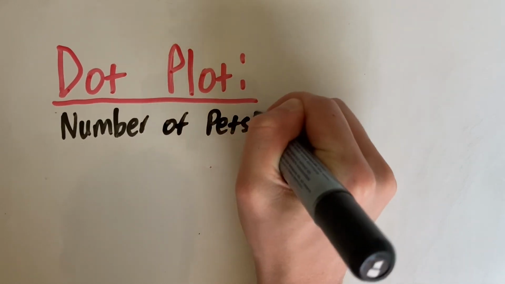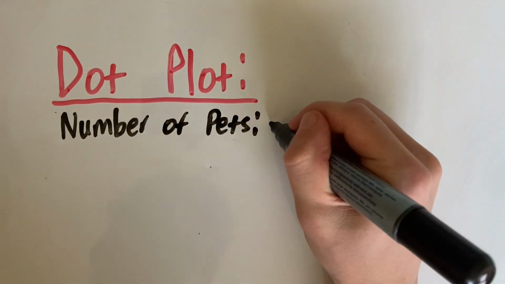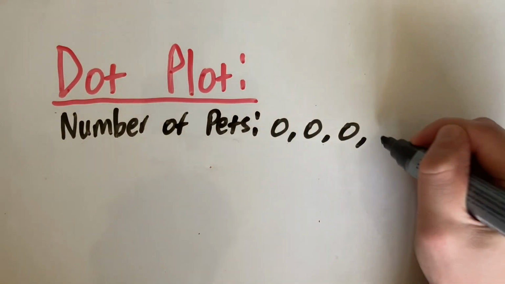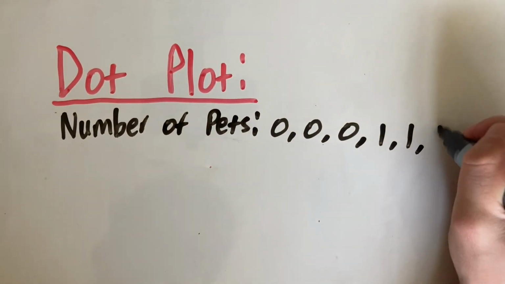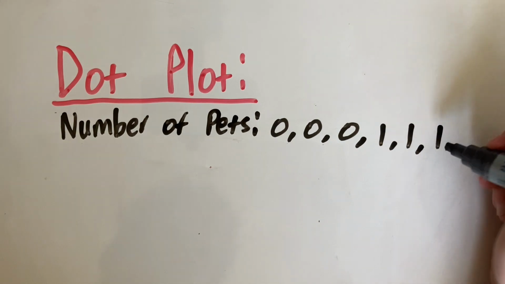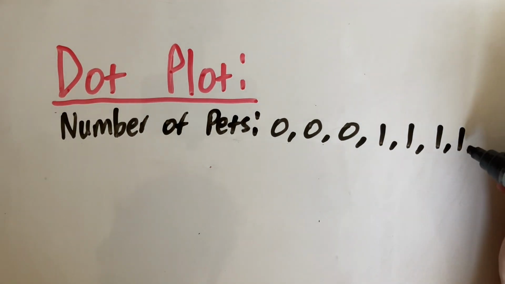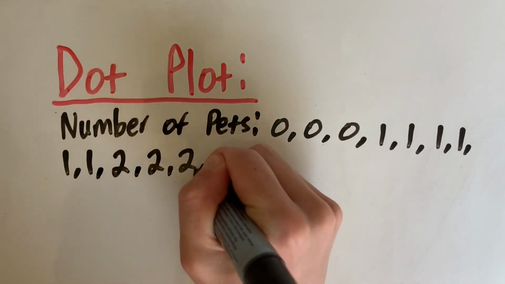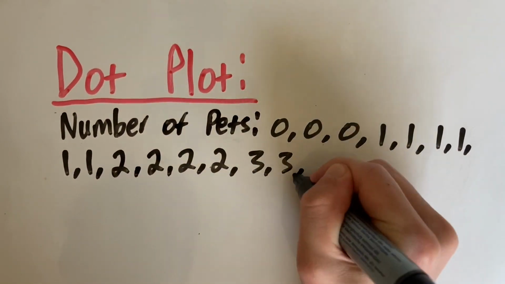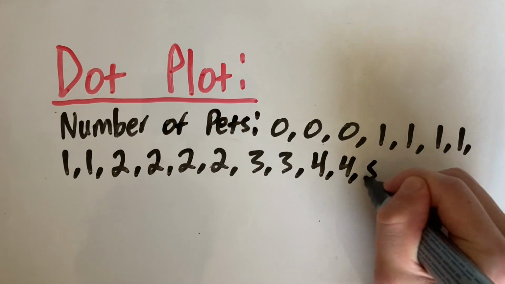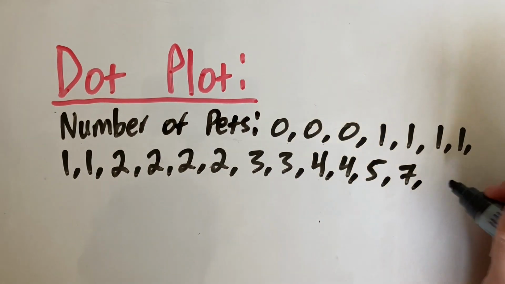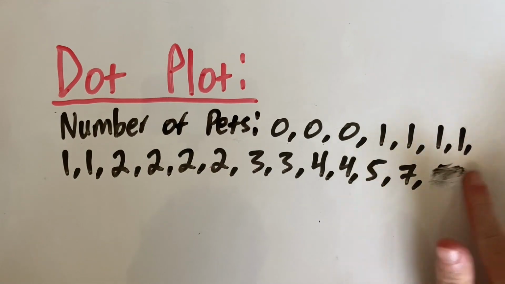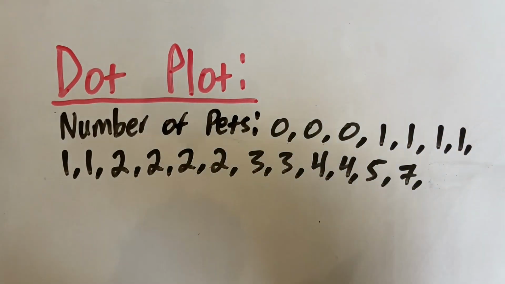So in this example, let's say that we're using the data that we collected from the number of pets people have. And this is our data. So we have 3 people with 0 pets, this many people with 1, this many people with 2, and so on. So we have all of our data right here, just a bunch of people and the number of pets they have listed.